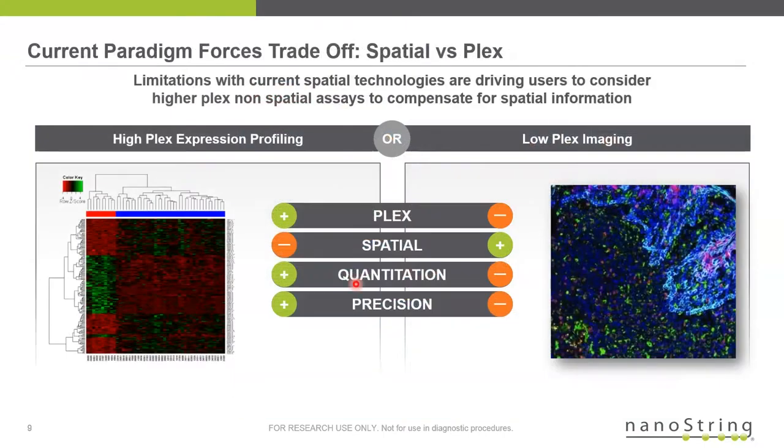From a technical limitation perspective, there are a lot of technologies that allow you to do high-plex analysis. They're very quantitative, very precise. But when you get to spatial analysis, really the plexing is a challenge, as is the ability to have good quantitative results and the precision of those technologies. So there are a lot of limitations in spatial analysis with regard to solving this biological problem.